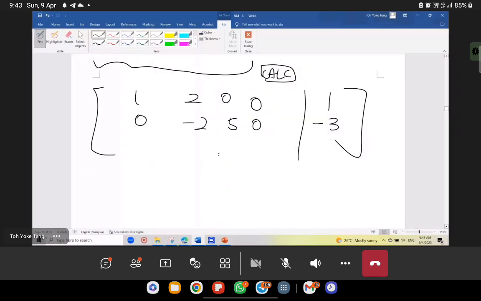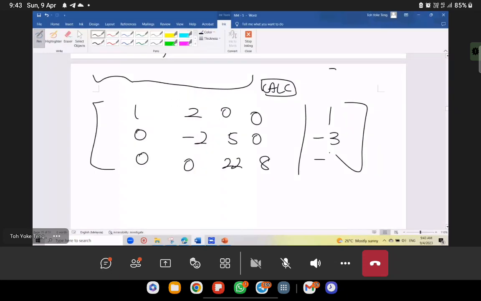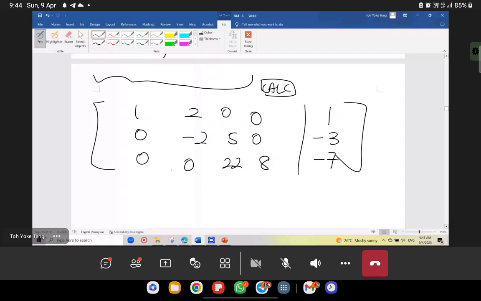So you will get it as 0, 0, 22, 8, and -7. And then the last row, you just write it back: 0, 0, 10, 11, 3.